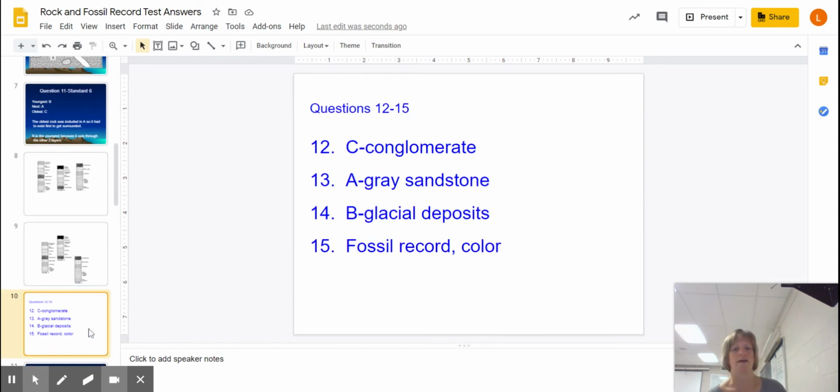Question number 12, I asked you, what's the only rock layer in common? That would be the conglomerate. The oldest was gray sandstone, and the youngest on top of everything were the glacial deposits. That just means rocks that were left from a glacier. But then I ask you an interesting question about shale.